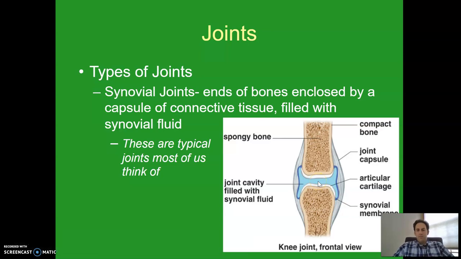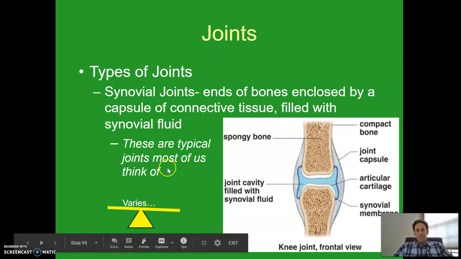If I say the word joint, unless you're addicted to drugs, whatever pops in your head is probably a synovial joint. Your fingers, your knee, your shoulders, your hips, all those are synovial joints. These are the most common. And then the stability and range of motion balance varies.